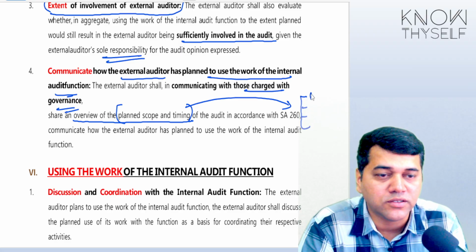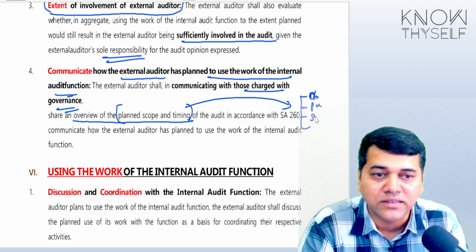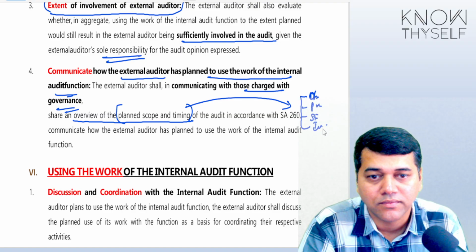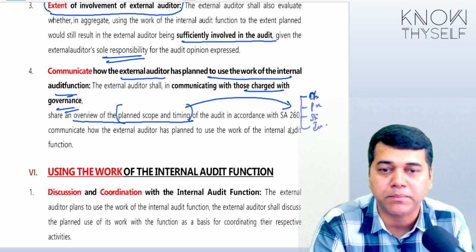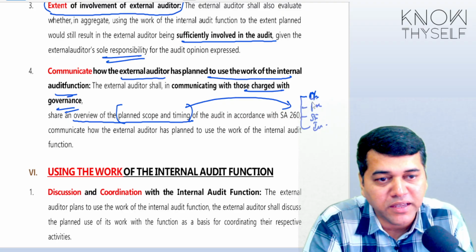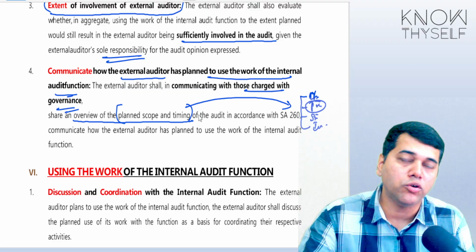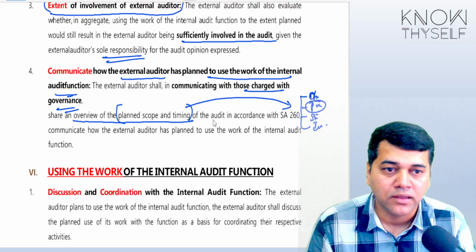Your auditor's responsibilities, like objective of audit, planned scope and timing, significant findings, independence in case of listed entities. See, like this, your mind should have a map. And planned scope and timing is part of the second element now. Overview of planned scope and timing.